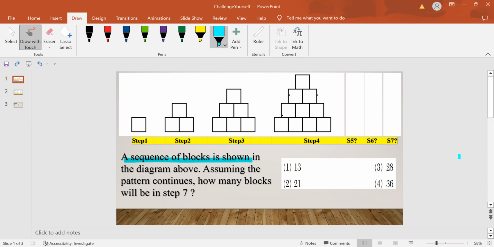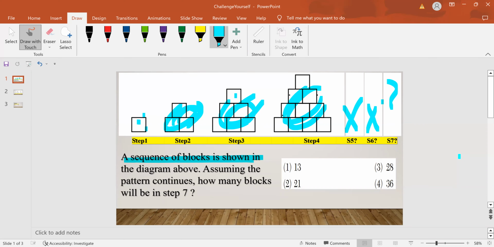So, a sequence of blocks is shown in the diagram above. Assuming the pattern continues, how many blocks will be in step 7? So we have the diagram here. This is step 1, step 2, step 3, step 4. We don't know step 5, we don't know step 6, but the answer for step 7.